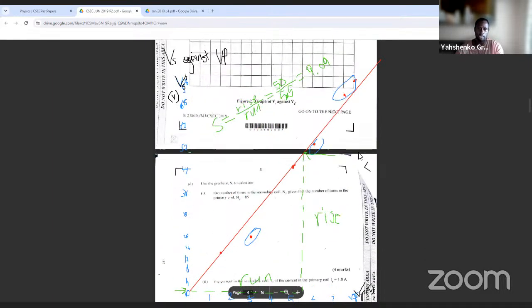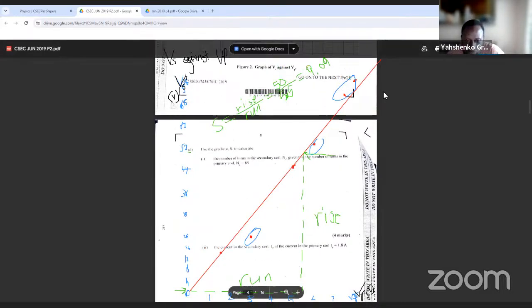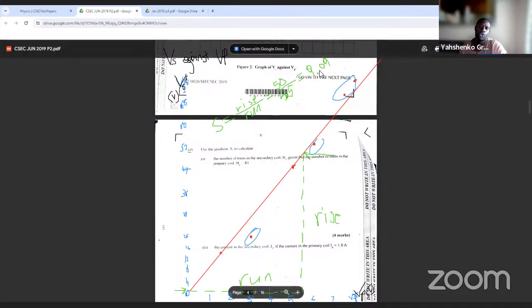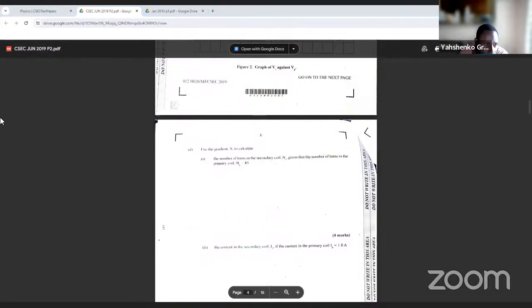Use the gradient S to calculate the number of turns in the secondary coil, NS, given that the number of turns in the primary coil, NP, is 85. All right, so now I'm going to clear out this. Now this value S, the gradient, has to do with the ratio of one to the other. So I'm going to round it off to 9, because it's usually a whole number. It's just for the loss in voltage that you may have this decimal being there. So round off to the nearest whole number. And I'm going to clear this. And we have S to be 9 already.